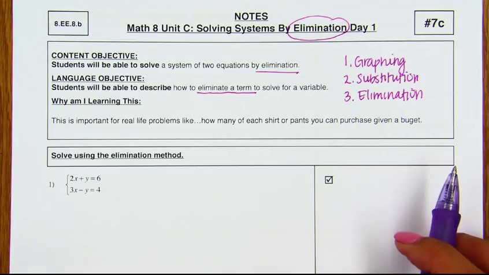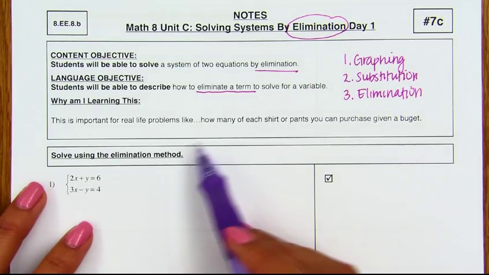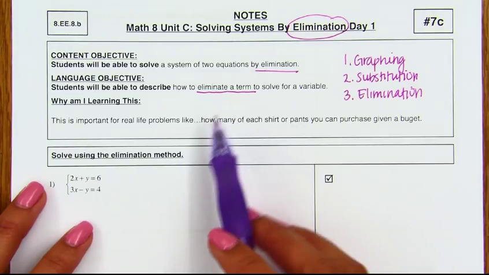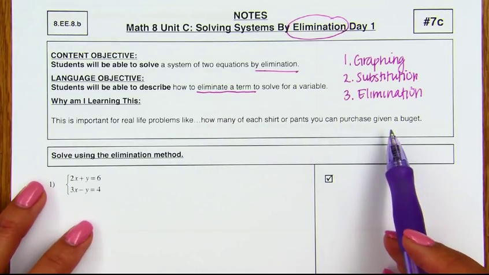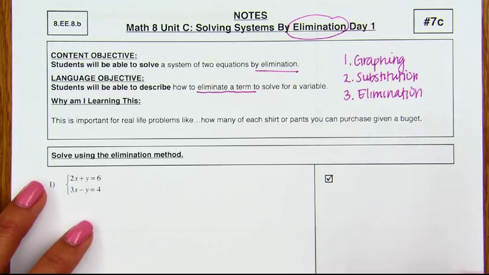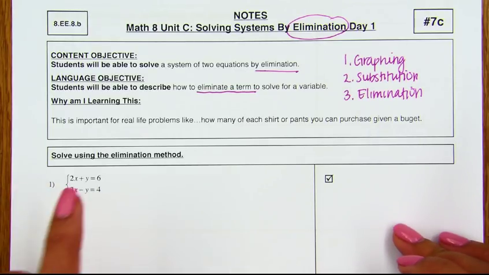Now, why is this important? Well, it's important for real-life problems like, this is just an example, how many of each shirt or pants could you purchase if you're given a specified budget? So, with that said, let's jump straight into our first example.